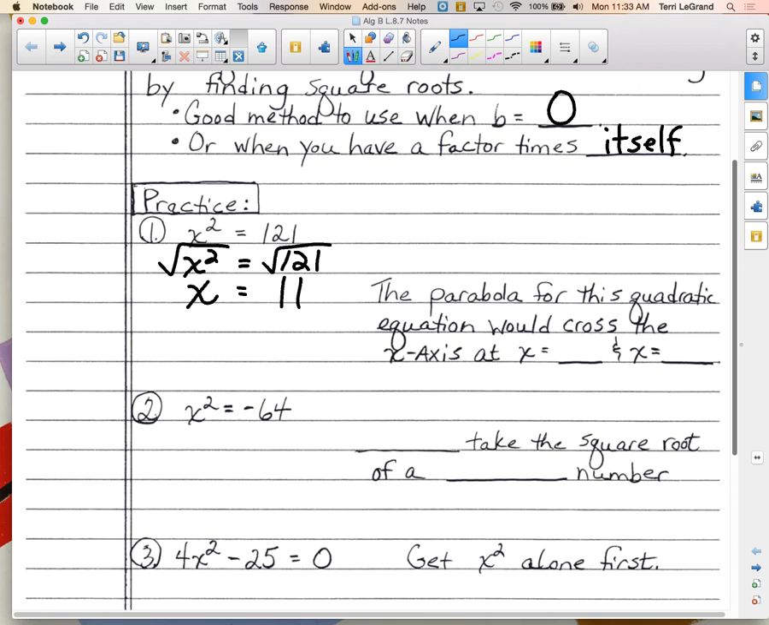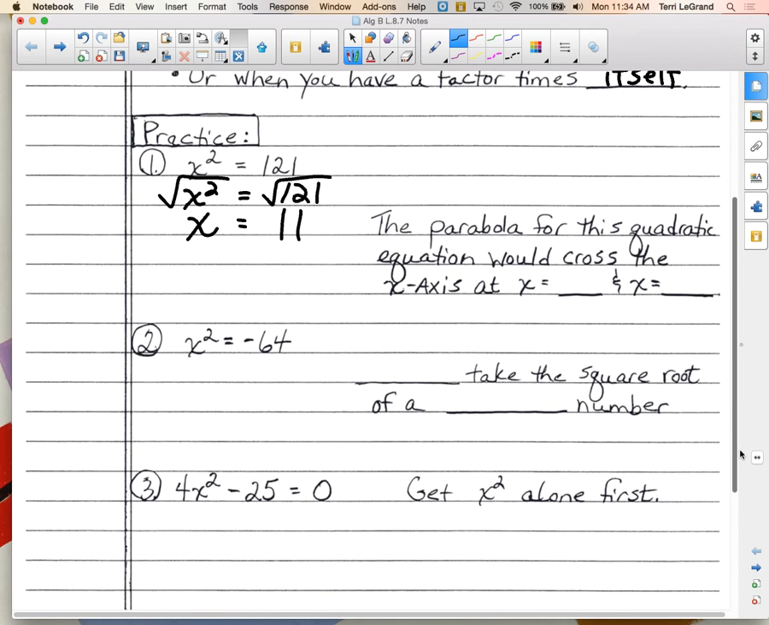Let's go to the table and verify it. Okay? Let's go to the second graph, go to the table. Where x is equal to our positive 11, is y 0? Yes. Okay. Well, then let's check out that negative 11. Where x is equal to negative 11, is y equal to 0? Yes. So we have two places that the parabola is crossing. It is crossing at positive 11 and it is crossing at negative 11.